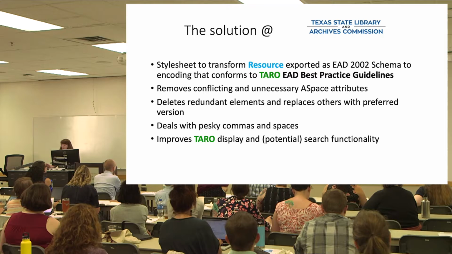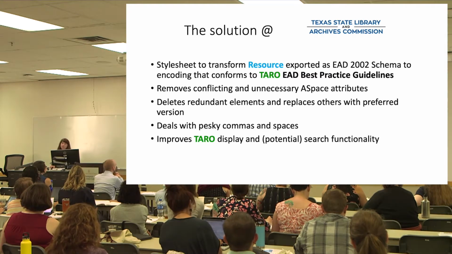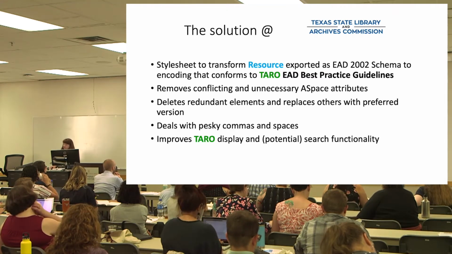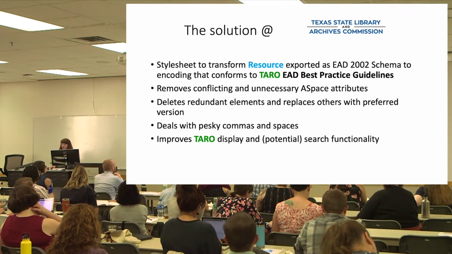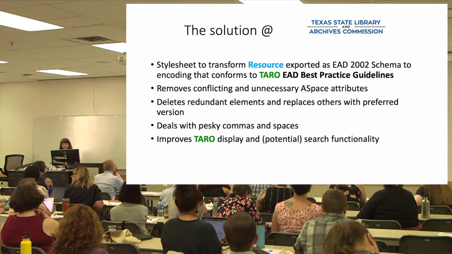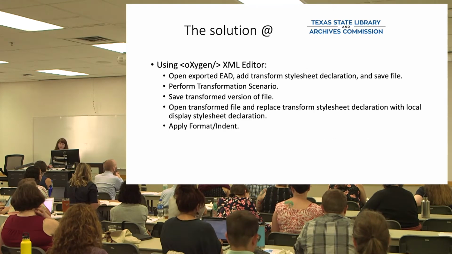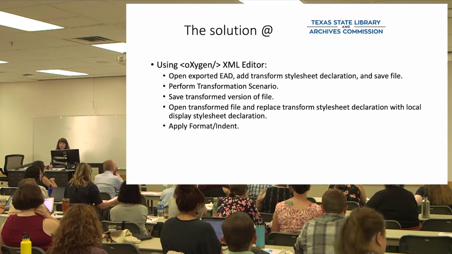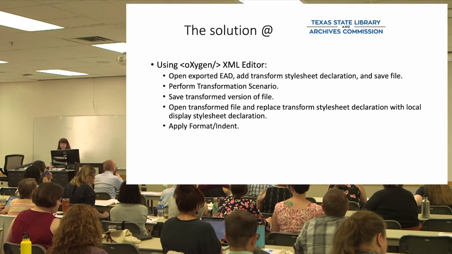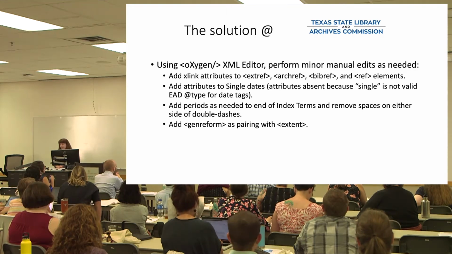Our brilliant technical support staff member, Brian Thomas, wrote an XSL style sheet to perform these cleanup tasks for us. Our goal is to conform as closely as we can with Taro's BPG and perhaps reap more benefits of Taro's future improved search function. The steps the archivists will take to apply the transform style sheet are very simple, quick, and already familiar to them. The manual edits needed afterward are minor.